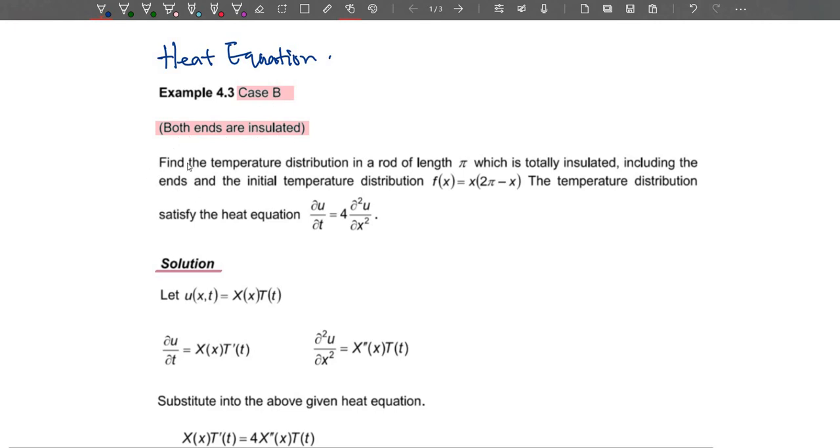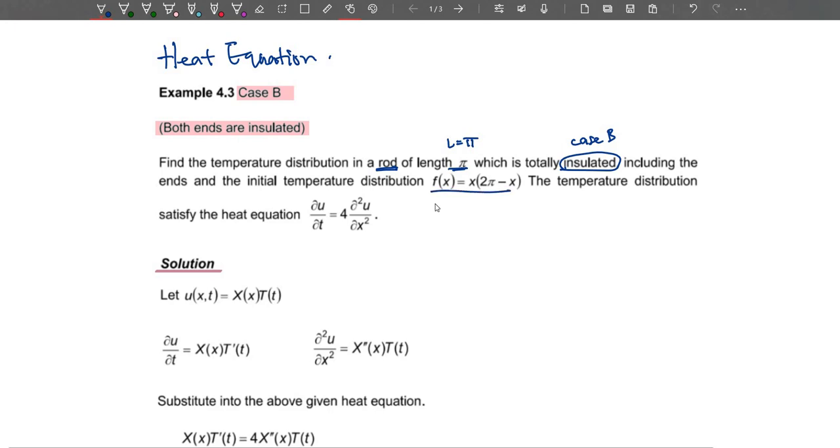The question is given: find the temperature distribution in a rod of length pi. That means here L is equal to pi, which is totally insulated. When it is insulated, automatically you know that this is case B, including the ends, and the initial temperature distribution f(x) equals x(2 pi minus x).